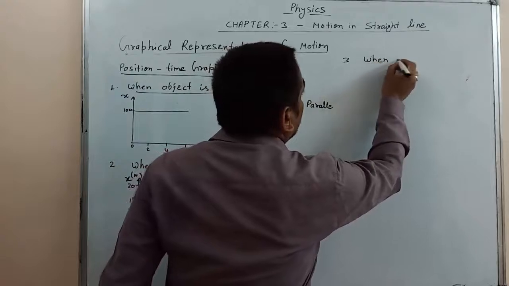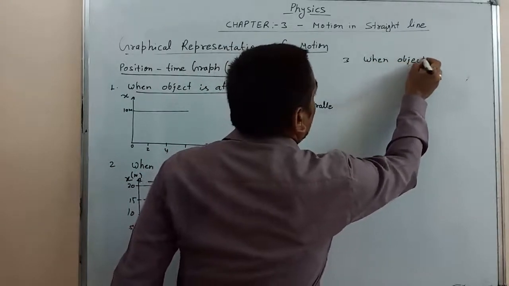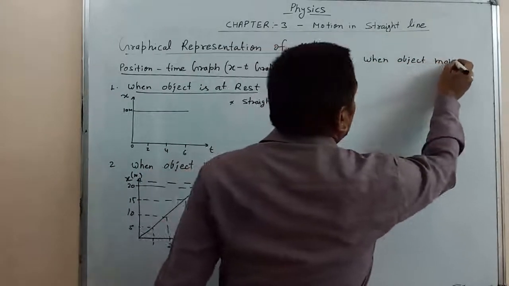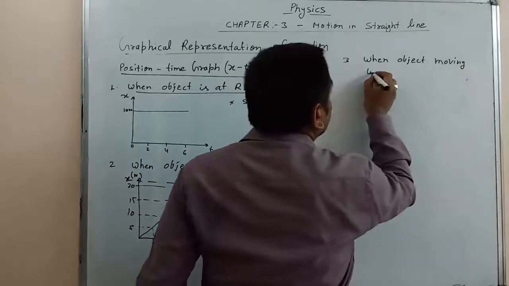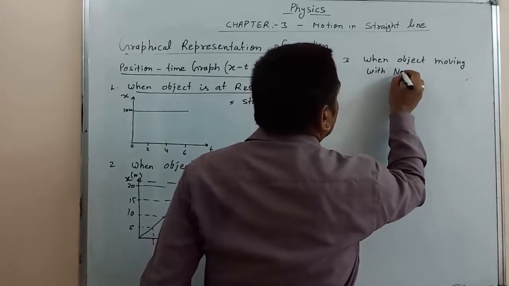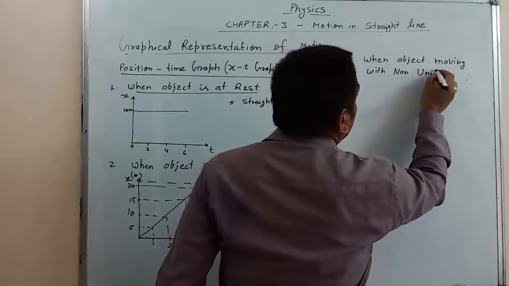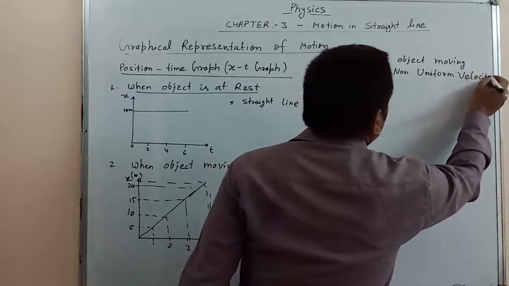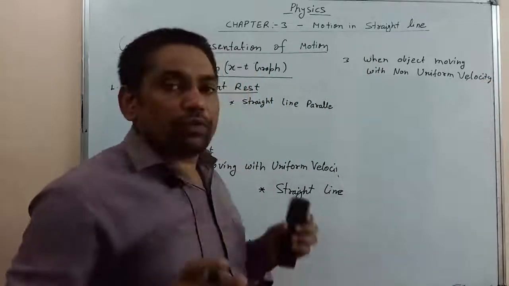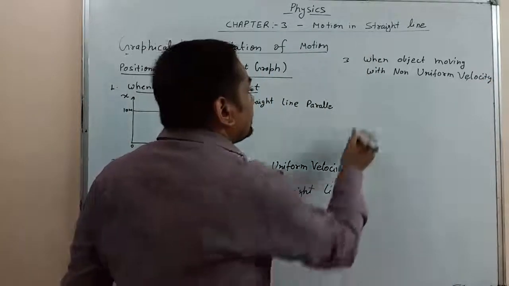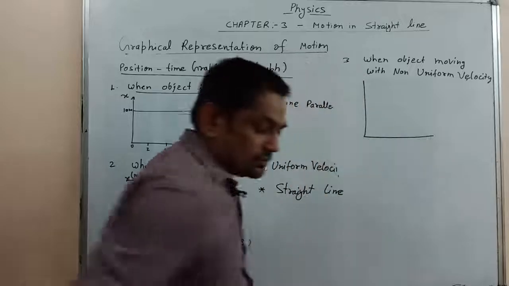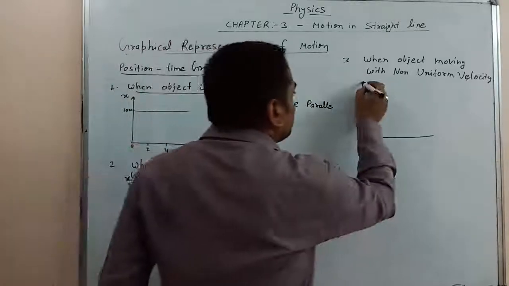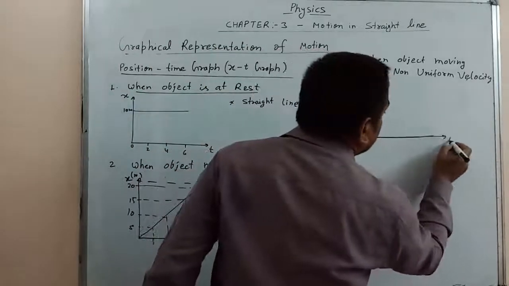When the object is moving with non-uniform velocity. If an object is moving with a non-uniform velocity, the graph is curved. Any type of curve between the x and t.